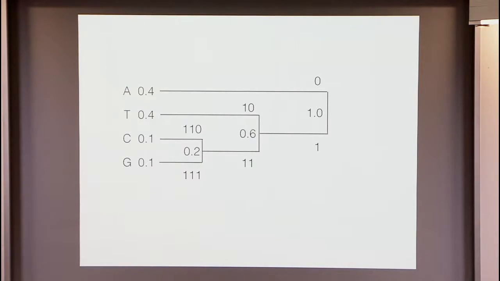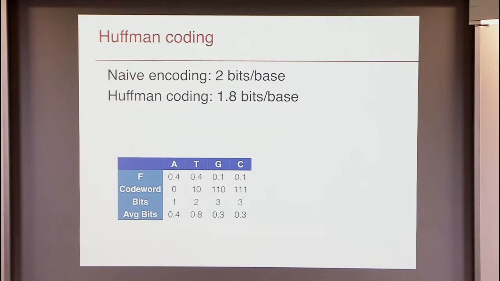No, I should say no one of them is a prefix of another, which means we can take a sequence of them and uniquely decode them. There's no ambiguity. Well, what does this give us? Well, the naive encoding was 2 bits per base. The Huffman coding turns out, if we look at the frequency and the number of bits in the code word, well, A occurs 40% of the time but only requires 1 bit. Turns out we get to a net of 1.8 bits per base.